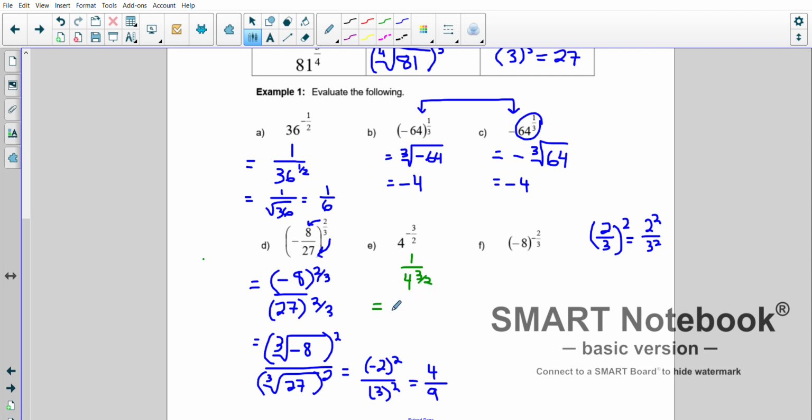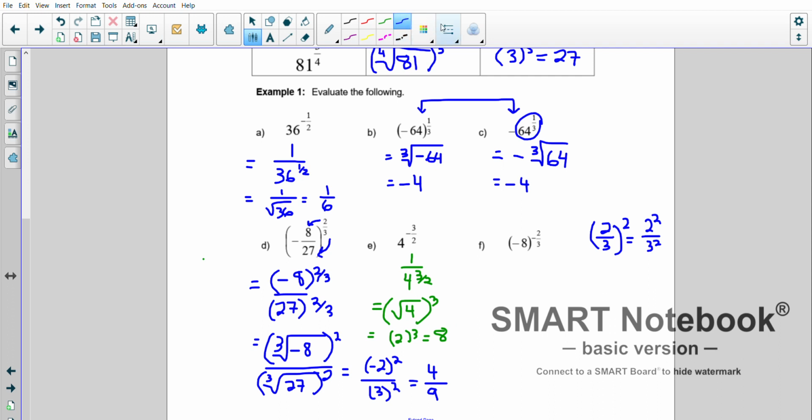So that's going to become the square root of 4. You could write the 2, you don't have to. But it's the square root of 4 to the power of 3. So that's going to equal, square root of 4 is 2, to the power of 3 is 8.